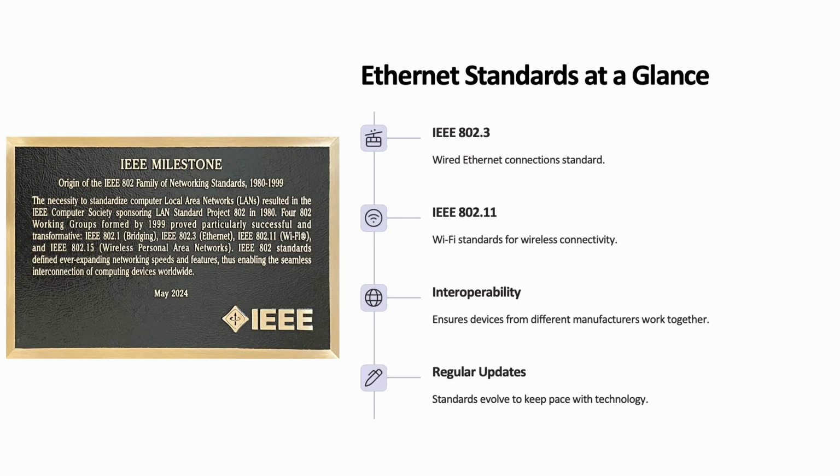The IEEE updates the Ethernet and Wi-Fi standards on a regular basis to keep pace with technology. These standards ensure consistency and interoperability between devices manufactured by different vendors. Remember that the Ethernet standard is labeled as 802.3 and the Wi-Fi standard falls under 802.11.